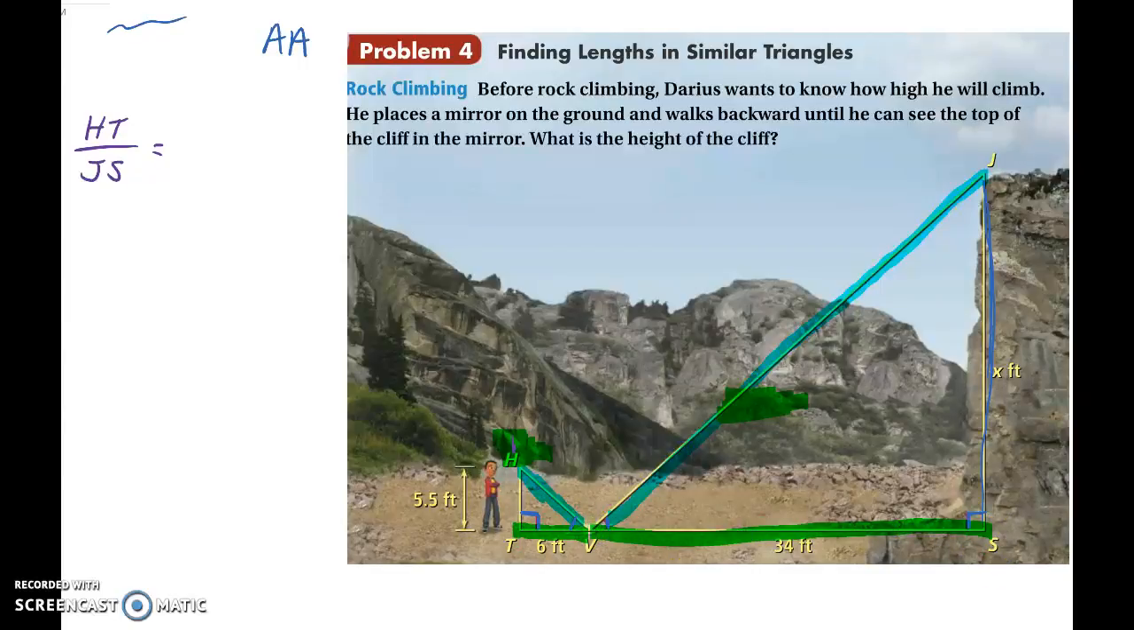So we can then say that this HT over JS has to be equal to TV, because it was the height in Darius, so it's got to be the distance from Darius to the mirror, over top of SV. And then we just plug in and we solve. So this will be 5.5 over top of X is equal to 6 over top of 34.